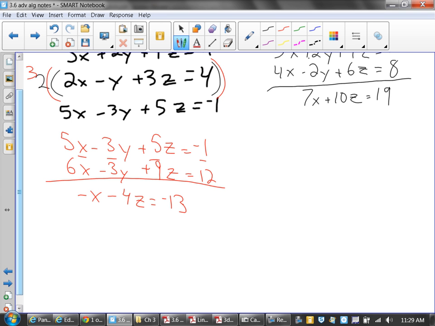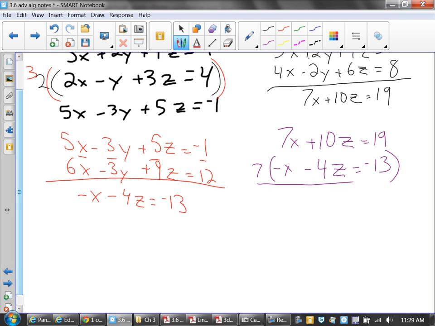So now you have 2 equations with only 2 variables: 7x plus 10z is 19, and -x minus 4z is -13. Now, how do you get rid of one of those variables? Yeah, multiply the bottom one by 7. Do you guys agree? Okay.